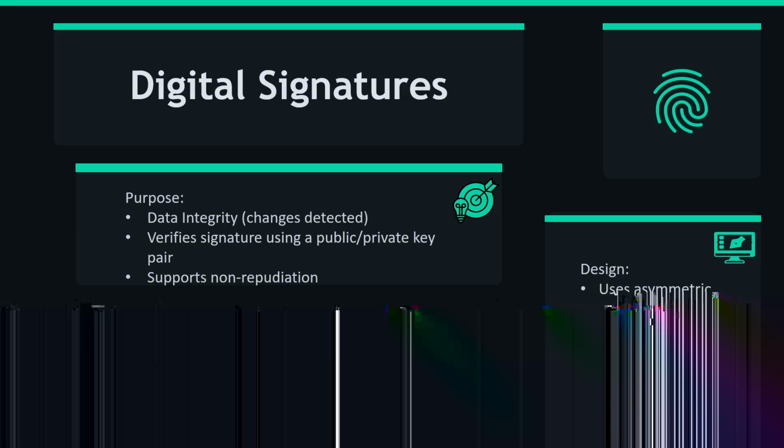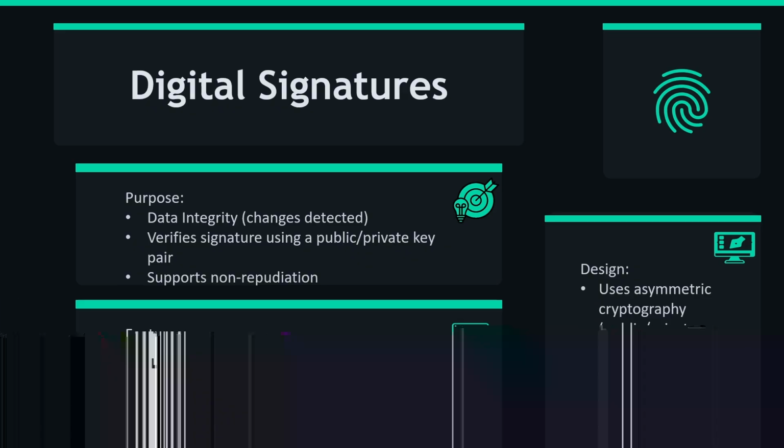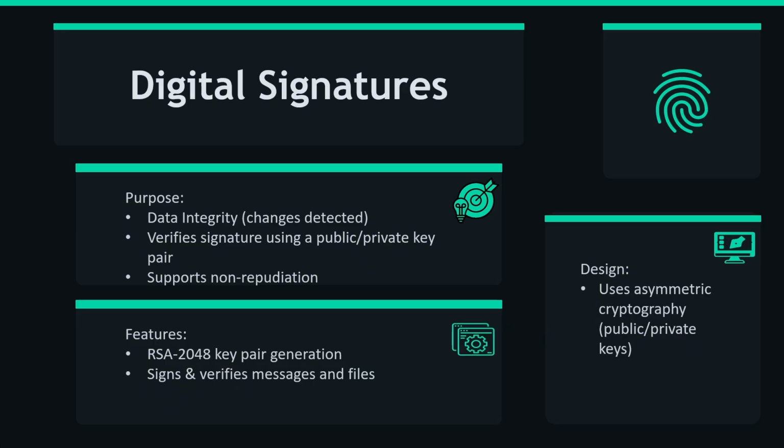This supports concepts like non-repudiation, meaning users cannot deny signing, but in our implementation, this is only partially true, since we do not have identity verification like a certificate authority. Features include RSA 2048, key pair generation, alongside the ability to sign and verify both messages and files. Its design is based on asymmetric cryptography, where private keys are used to sign and public keys are used to verify.